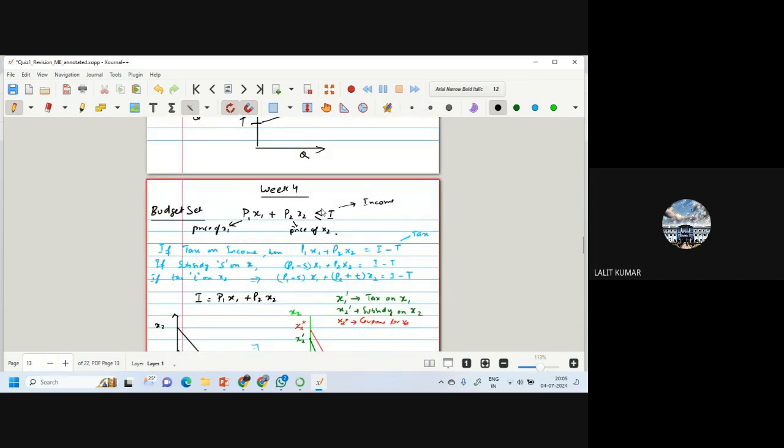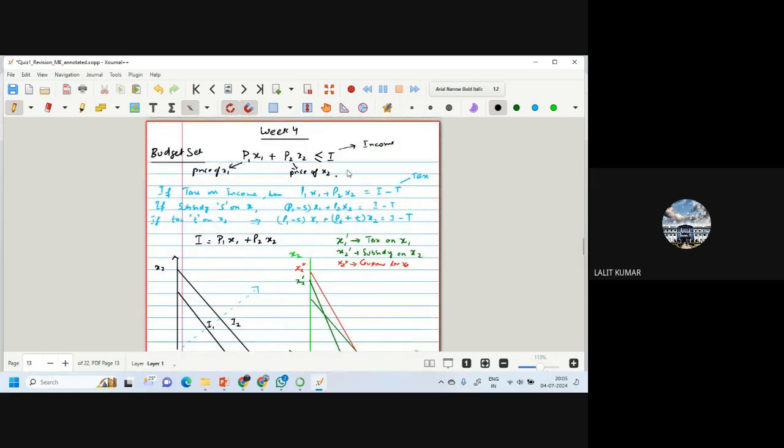Week 4, budget set. Like I have got a fixed income, then I can purchase only this. If my income increases or decreases, or for example, they put some tax on my income. So remember this formula: P1 x1 plus P2 x2 is equal to I. This is my budget set.